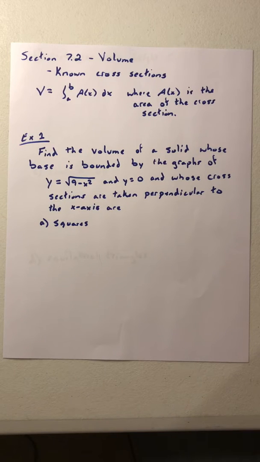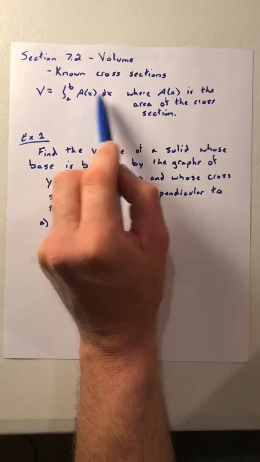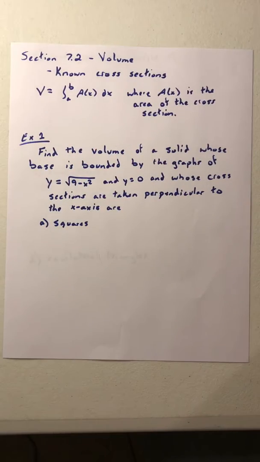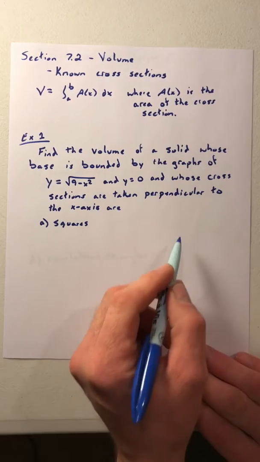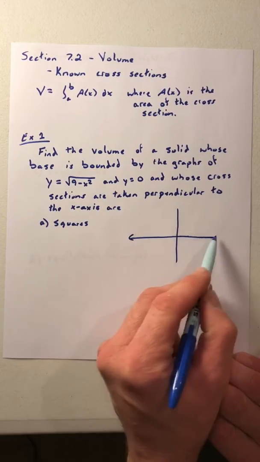Well, how do I add all those up? I integrate. So I'm going to integrate from A to B of the area of each of those figures. So A of x is going to be the area of each of the cross sections. So let's go ahead and look at example 1, where we're going to find the volume of a solid whose base is bound by the graphs of y equals the square root of 9 minus x squared and y equals 0. I'm going to go ahead and stop right there so we can draw out this picture of what exactly we're looking at.